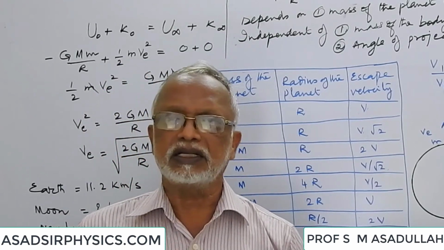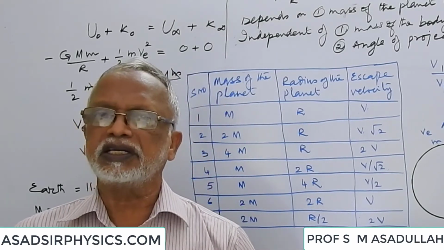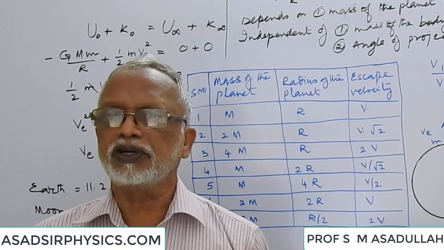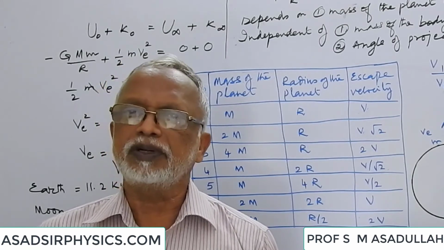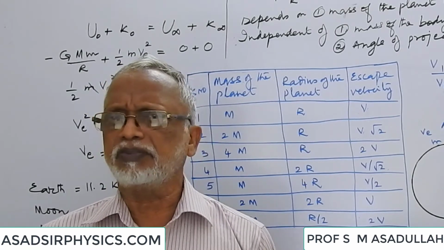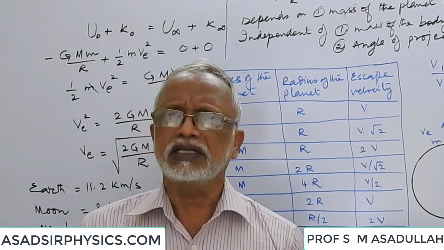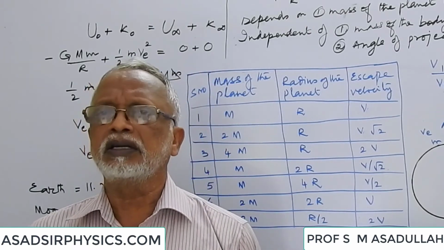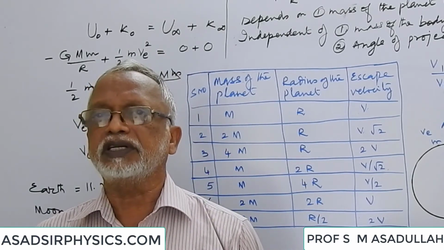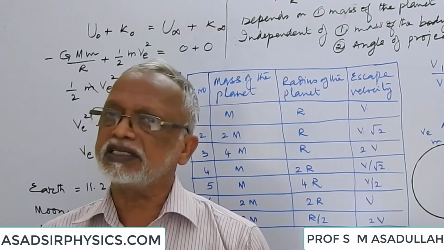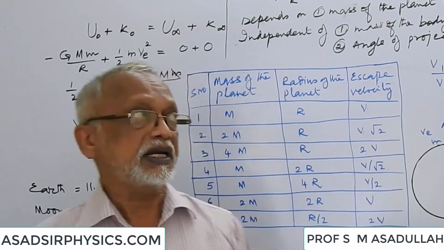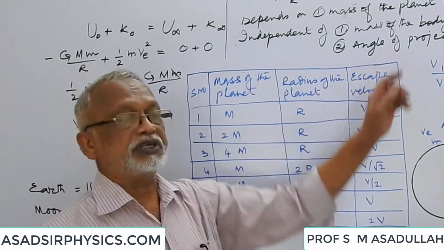It may be given like this. A body of mass 1000 kg has escape velocity 11.2 kilometers per second. If you take a body of mass just 1 kg, what will be its escape velocity? The same, 11.2 kilometers per second. The escape velocity does not depend on the mass of the body which is escaping. It depends on the mass of the planet from which it is escaping. Second, it is independent of the angle of projection.